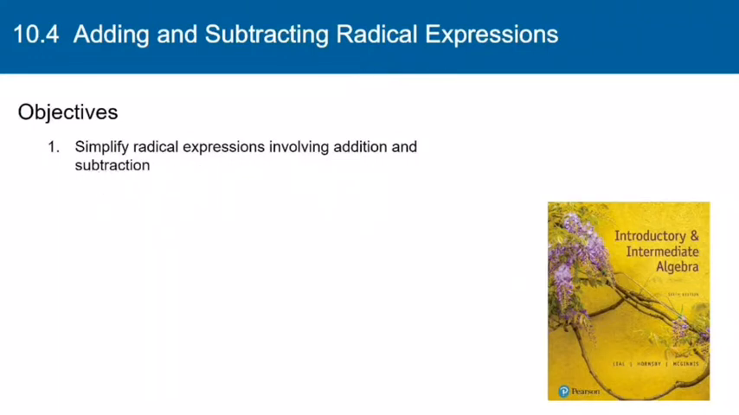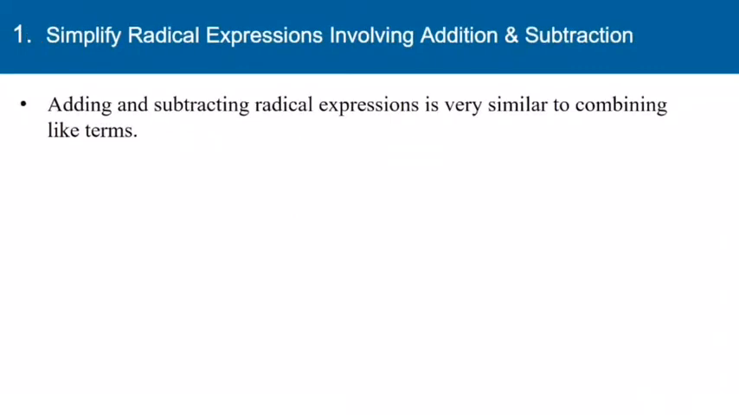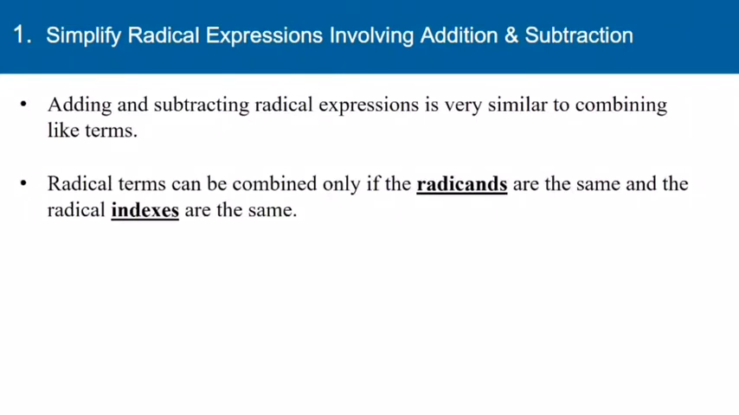So let's get started. First, I want you to know that adding and subtracting radical expressions is very similar to combining like terms. It is exactly the same concept. Radical terms can be combined only if the radicands are the same. Remember, radicand is the thing under the radical. So radical terms can be combined only if the radicands are the same and the indexes are the same.